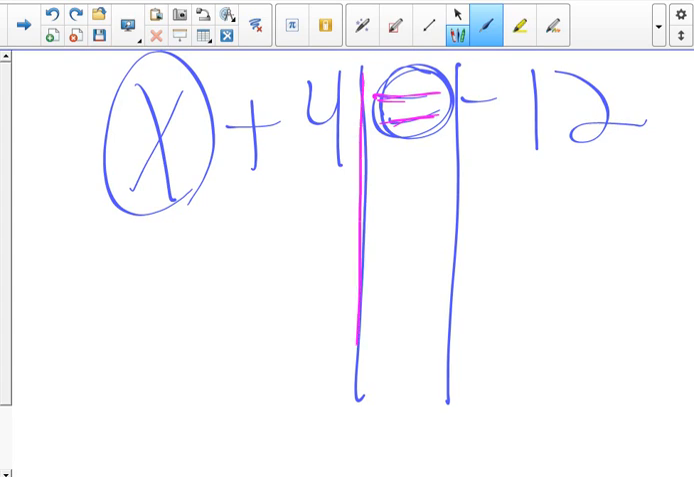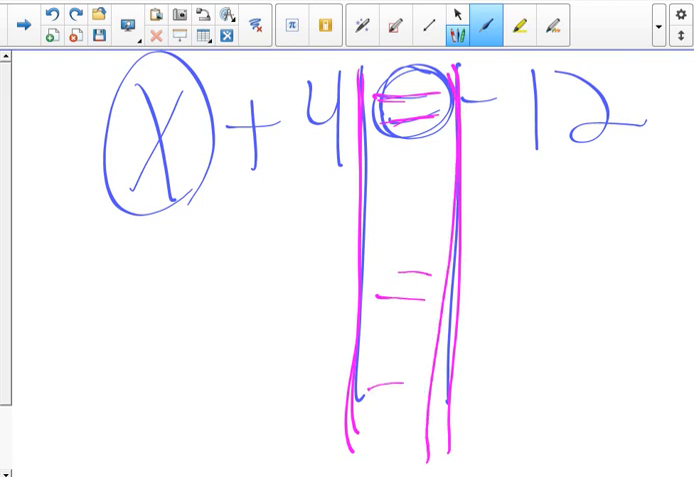I will often put channels or bars coming down as I solve things to remind me, oh yeah, that's where the equal sign goes. This is what separates the sides. So I call that my river of equality.